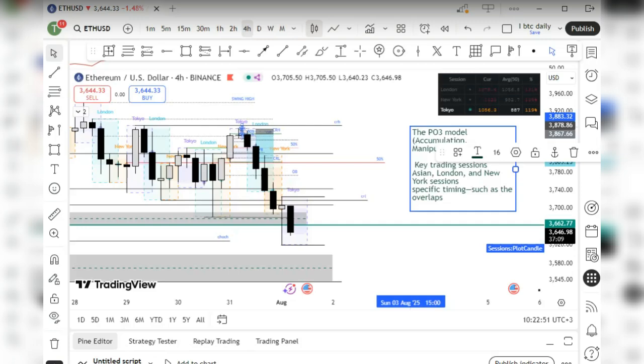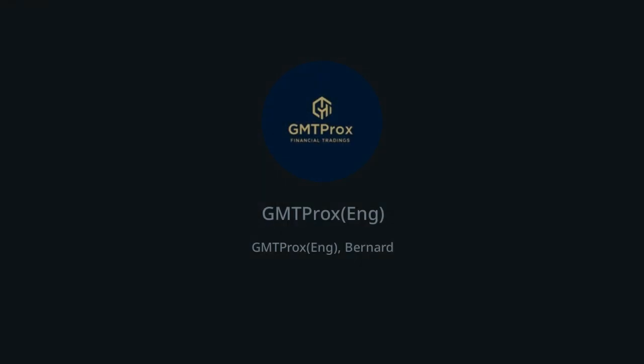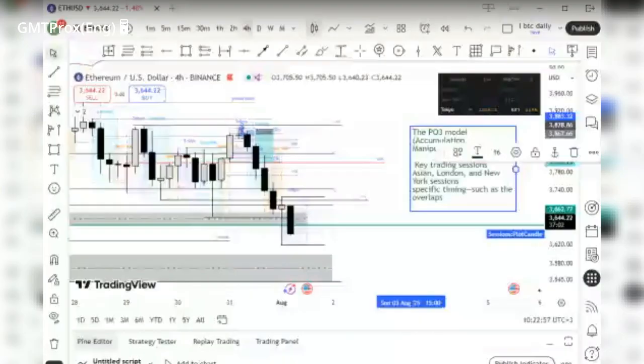So during accumulation, price is very much stable. The market is moving sideways within a confined range. Is it the right time for you to trade? You don't trade during accumulation. Don't trade during accumulation. Don't even trade during manipulation, but you need to trade during distribution.